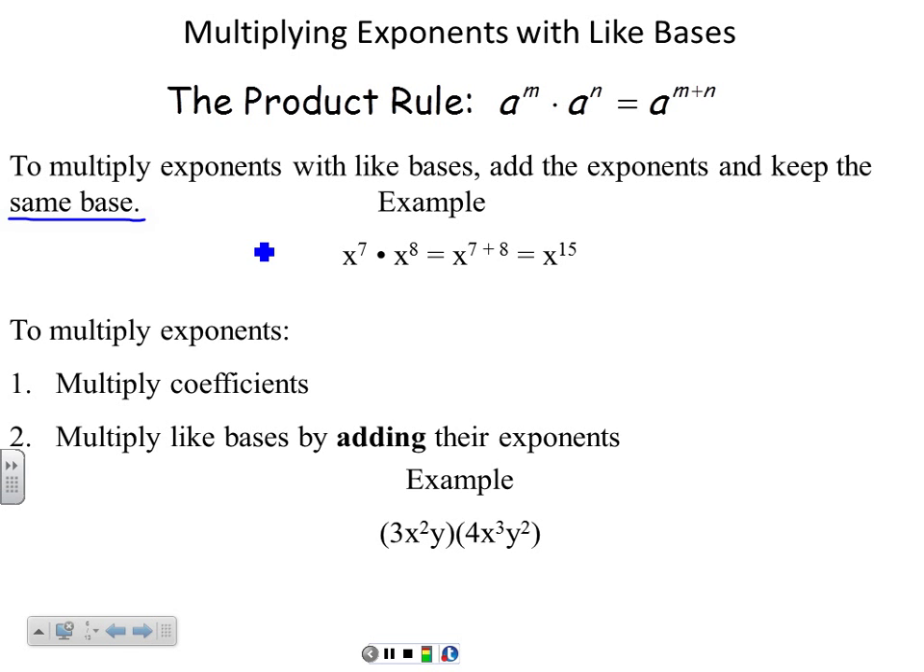So for example, we have x to the 7th times x to the 8th. Your base is x, so it's going to stay x all the way through. And you're going to add those exponents, 7 plus 8, which is going to give you 15.